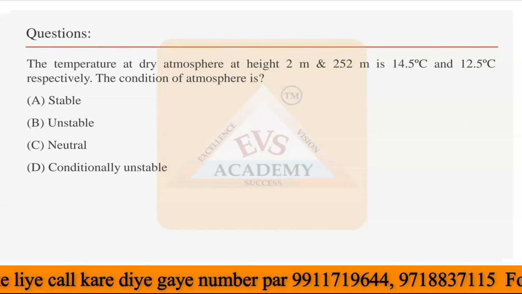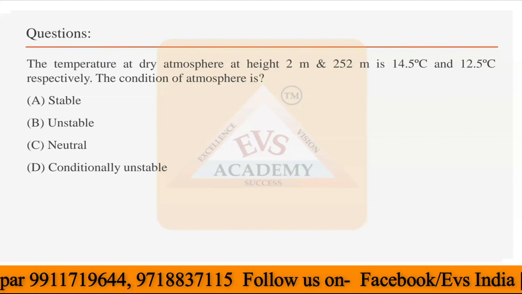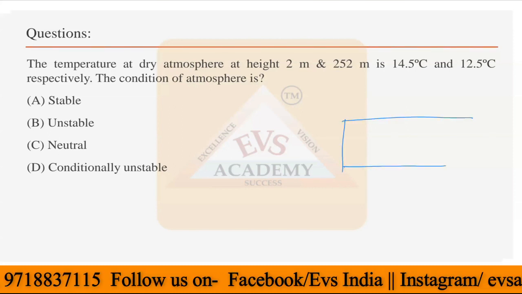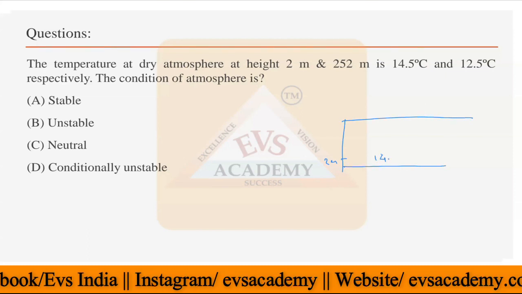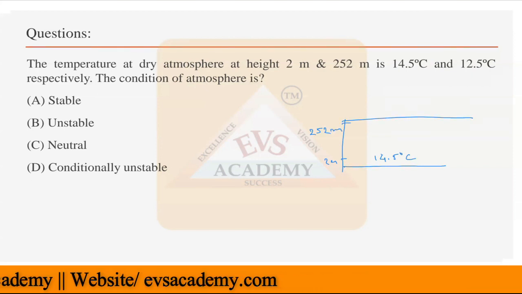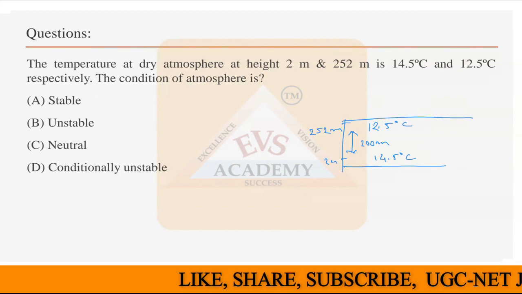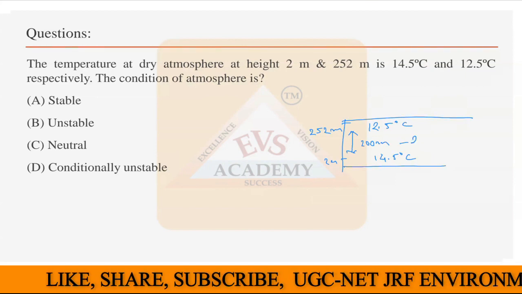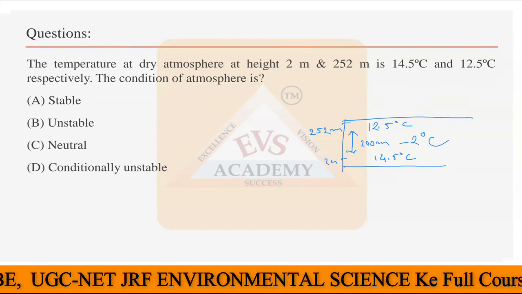Next question is similar to that. The temperature in a dry atmosphere at heights 2 meter and 252 meter is 14.5 and 12.5. So suppose this is the 2 meter height. At 2 meter height, we have 14.5 degrees Celsius. Then we have 252 meter height, and this has 12.5 degrees Celsius. So the difference between them is 200 meter. And in this 200 meter, you can see that the temperature is decreased by 2 degrees Celsius. So the lapse rate here is 2 degrees Celsius per 200 meter.